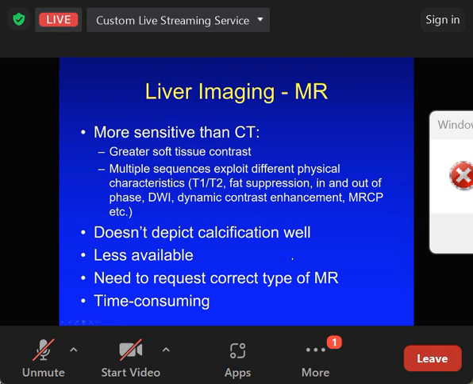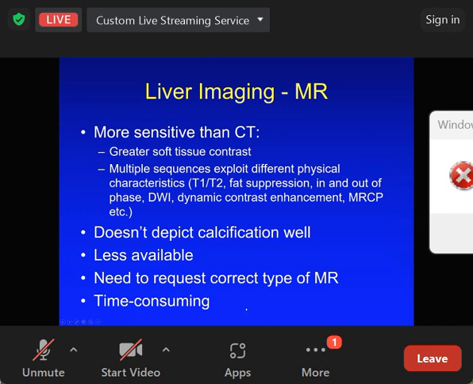There are disadvantages. It doesn't depict calcification very well. It's less available. You need to request the correct type of MR for the reasons I've just explained. If you don't have the correct sequences, you won't get the right answer. And the studies take a long time to do. Frequently, they'll take 45 minutes, even an hour. And perhaps I should also add, they take a long time to report because you get many, many images to look at.